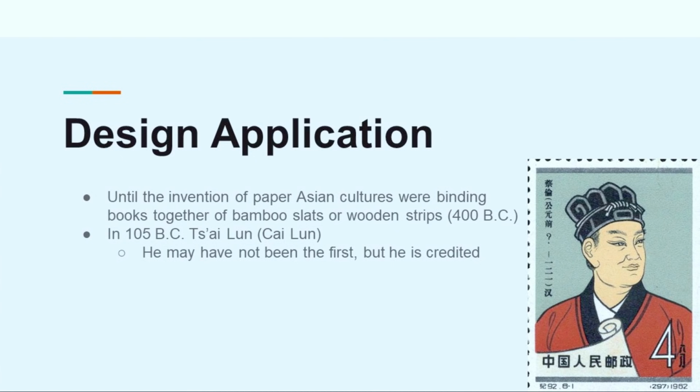I know you're going to want to get to the newer current design stuff, but this is so crucial to understand. You have to understand the roots of where things came from in order to understand why each phase took place. So until the invention of paper, Asian cultures were binding together bamboo slates and wooden strips around 400 BC. And then in 105 BC, Cai Lun invented paper.